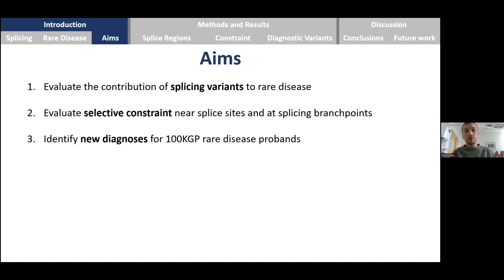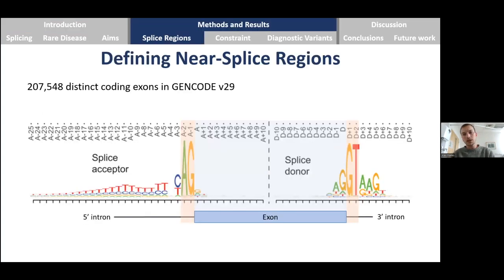The aims of our work were threefold. First, we wanted to evaluate the contribution of splicing variants to rare disease in GEL. We wanted to prioritize those variant types which were most likely to be damaging using a statistical genetics approach, and ultimately to identify new diagnoses for rare disease programs. So the first thing we did was to define our near splice region. We annotated splice sites up to about 10 nucleotides away from an exon-intron junction, around 200,000 coding exons in GENCODE.